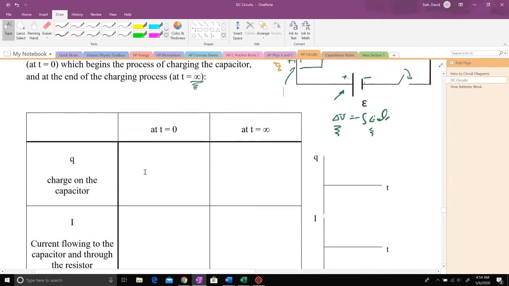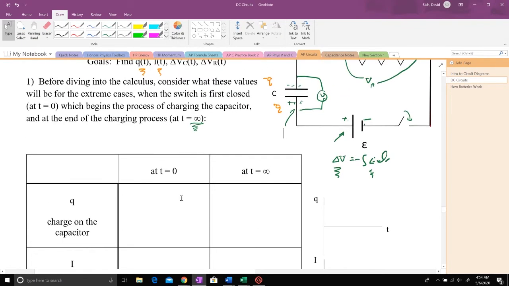And so if I think about the charge on the capacitor at the start, how much charge is on the capacitor? We're starting with it being uncharged. And so at the start, the Q is 0.